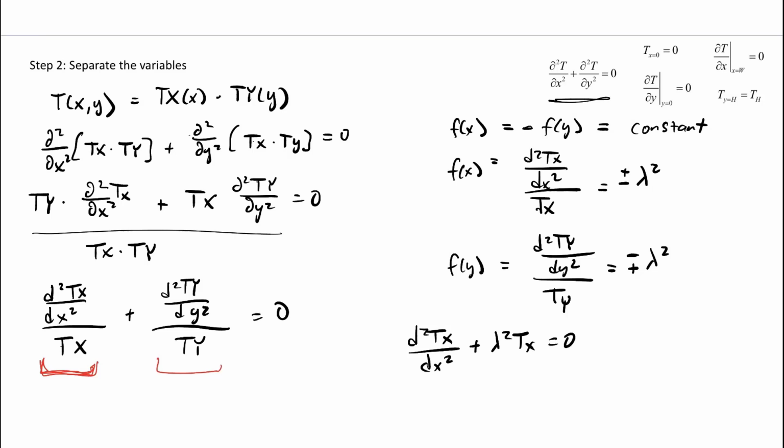X is our homogeneous direction because it has homogeneous boundary conditions. So we want to get to an equation where we have d squared Tx over dx squared plus lambda squared Tx equals 0. That's the equation we want for our homogeneous direction. And then that leaves d squared Ty over dy squared minus lambda squared Ty equals 0. So this is our homogeneous boundary conditions direction.